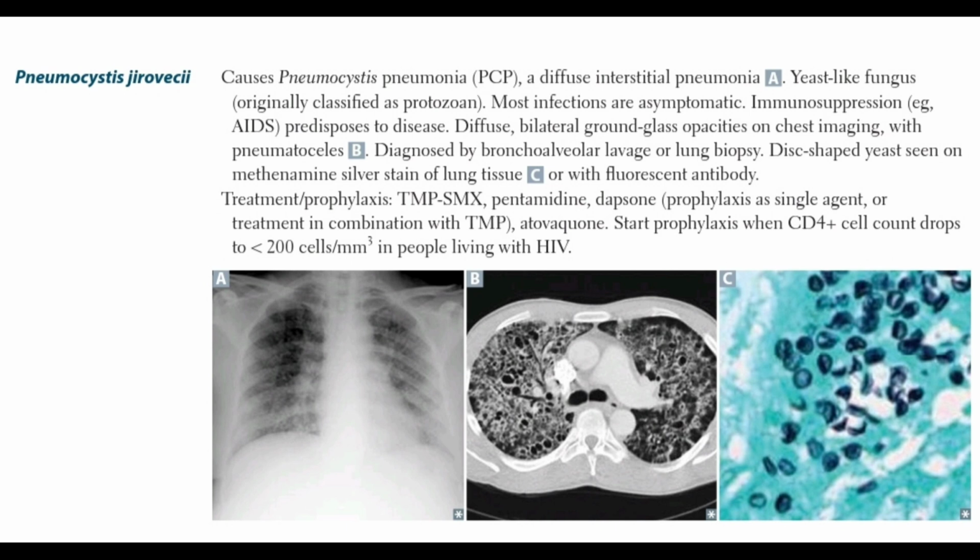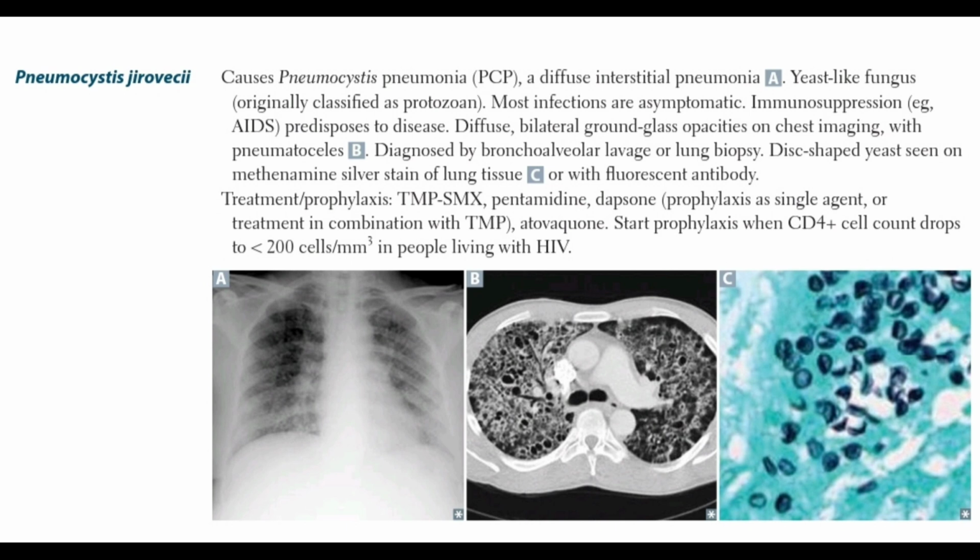It was originally classified as a protozoan, but later it was grouped under mycology. Most infections are asymptomatic. In case of immunosuppression, for example in HIV/AIDS, it especially predisposes to disease. There are diffuse bilateral ground glass opacities on chest imaging with pneumatoceles. You can see in the CT scan, figure B of this video, there are diffuse bilateral ground glass opacities. Pneumocystis pneumonia is diagnosed by bronchoalveolar lavage or lung biopsy.